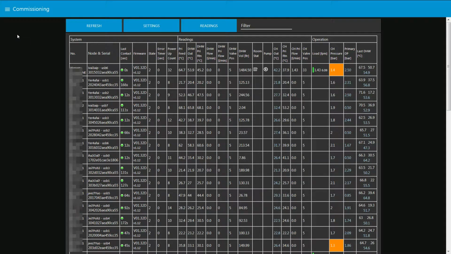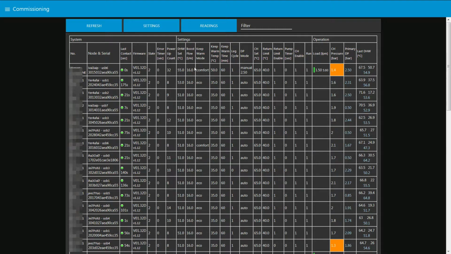Okay, now returning to our main screens, let's have a look at how we may change the settings on individual HIUs remotely. So let us have a look at, say, this second unit down. The second unit at the moment has a domestic hot water set point of 53. Now let's say we want to change that to 51 degrees C.